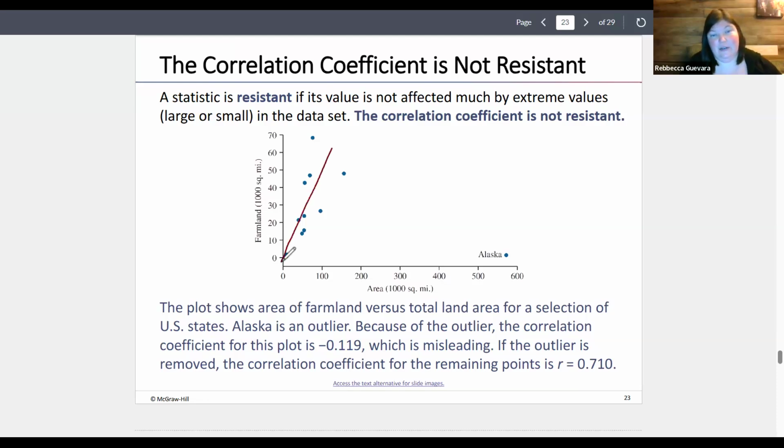So if you look at this data, most of it is right here. This is your area as far as states go, and this is how much farmland they have. So most states that have more area have more farmland, with the exception of Alaska, because Alaska is mostly just wilderness that we don't even try to farm. So because of Alaska, this data is actually getting kind of pulled this way, and you probably get more of a line like this.